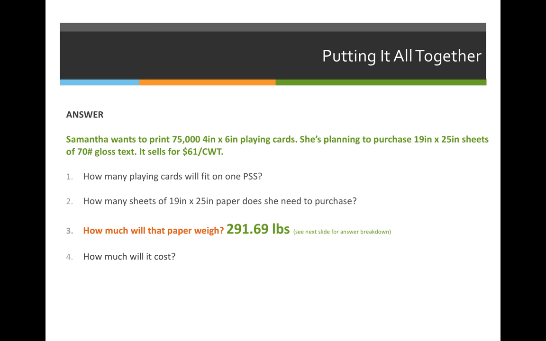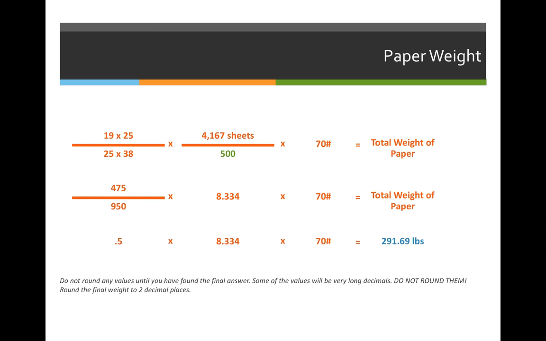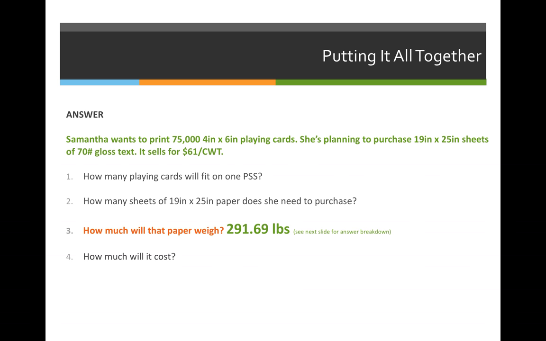The next step is to calculate how much that paper weighs, because the price of the paper that I was given is given per 100 pounds. The correct answer is 291.69 pounds. I calculated that by taking my paper size, I'm purchasing 19 by 25 inch sheets of paper, and dividing it by the basic size of that text weight paper, and the basic size is 25 by 38 for text weight paper. In the middle column, I took the total number of press sheets I'm purchasing, 4,167, and divided it by 500, and then multiplied it times the basis weight, and the basis weight is 70 pounds because that's the value that was given to us in the example.